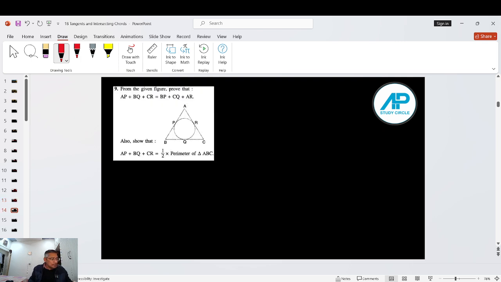Question number 9. Now again we are dealing with the same property. So all these questions are actually of the same property, right? So you see here, I put a cut here. Now this cut shows that the tangents are AP and AR. BP equals BQ.